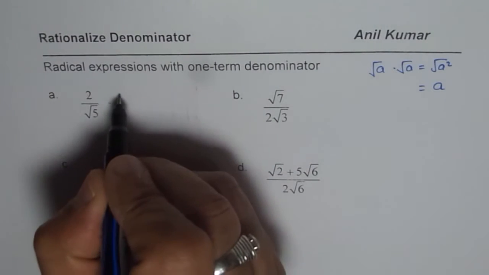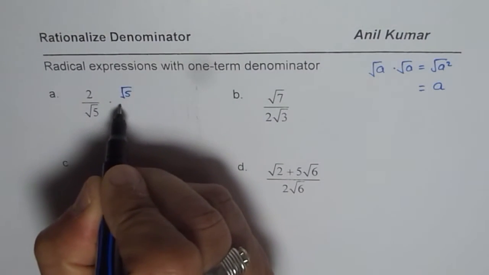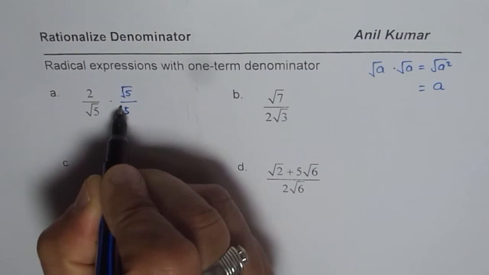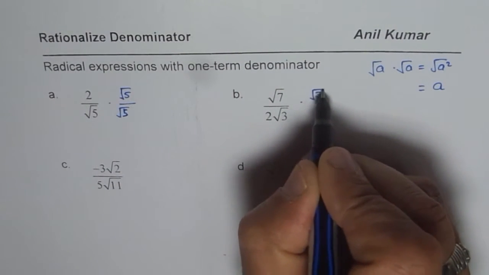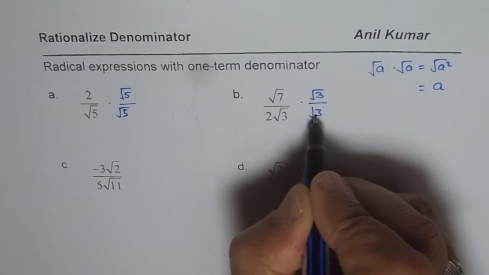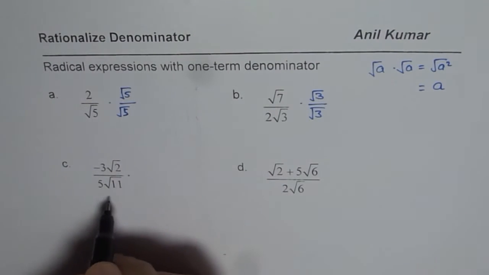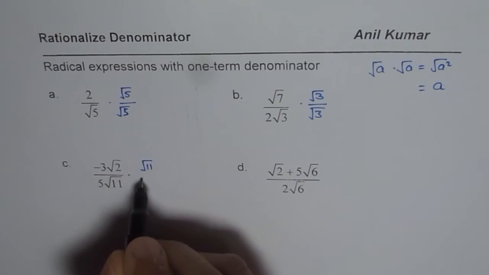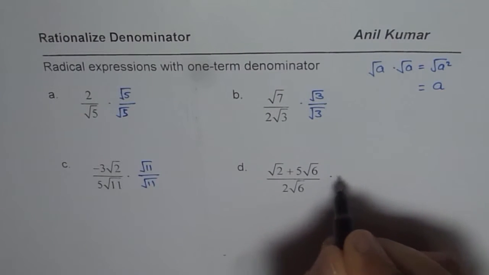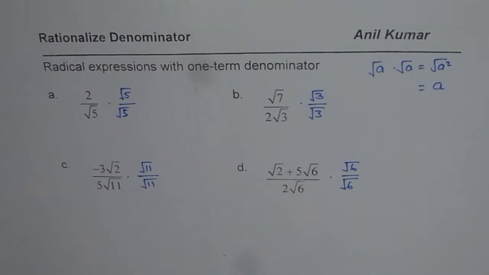So in the first case, we have to multiply and divide by square root 5 and then expand. In the second case, we should multiply and divide by square root 3, right? In the third case, we will multiply and divide by square root 11, since we are rationalizing the denominator. And here we'll multiply and divide by square root 6, correct? Now you can pause the video, expand, simplify, and check your result.